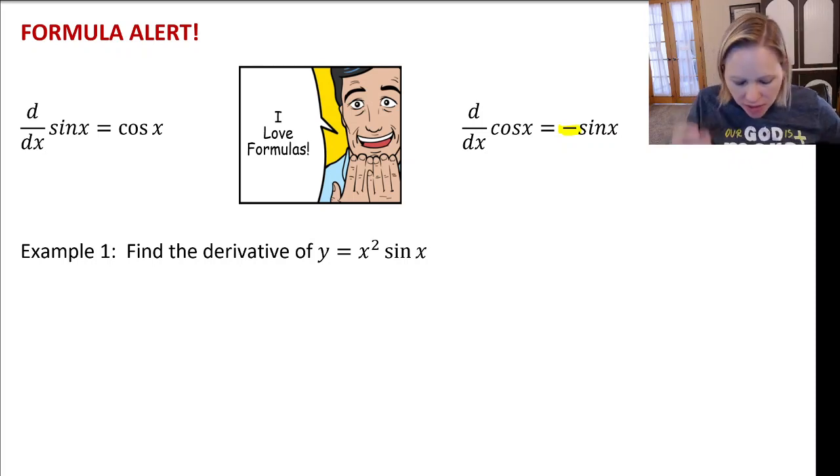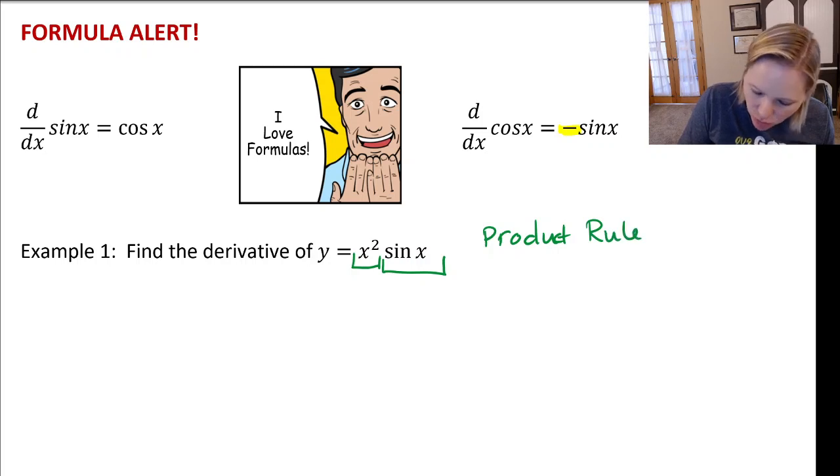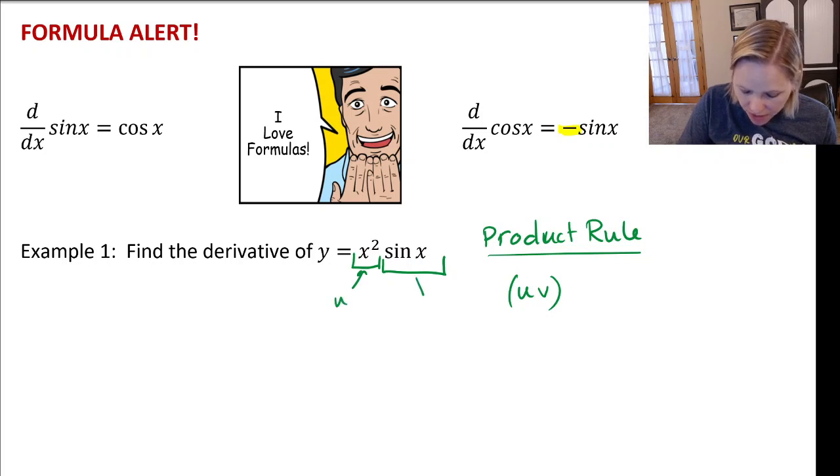So let's talk about this derivative, x squared times sine of x. This is a classic product rule problem. So let's review what that product rule is, if I can spell it correctly. Product rule. There we go. The product rule says that when I have two things that are multiplied, u times v, well, that's what I have here. This is u, and this will be v.